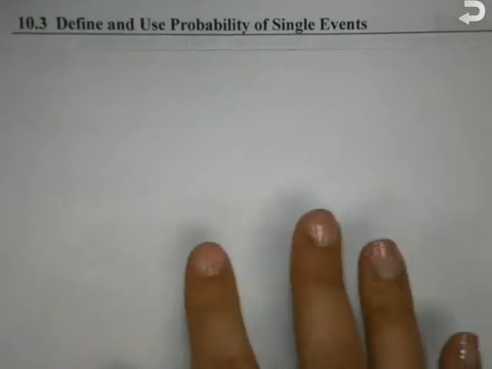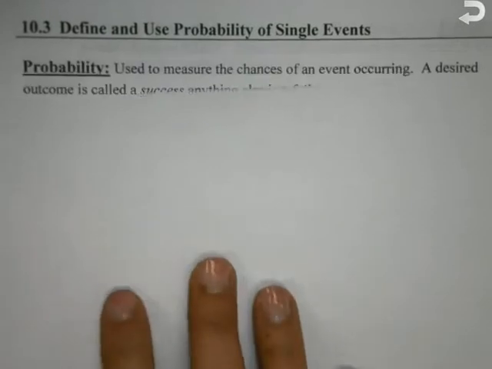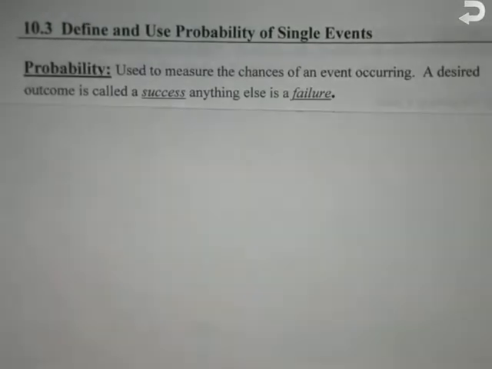Today we are looking at the probability of a single event occurring. We will be looking at probability of multiple events, but right now, we are only looking at probability of single events. So we first need to define what probability is.